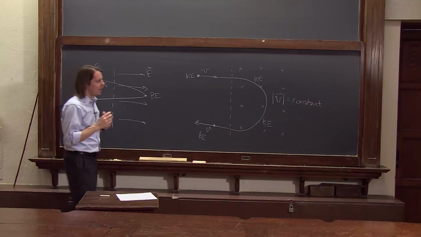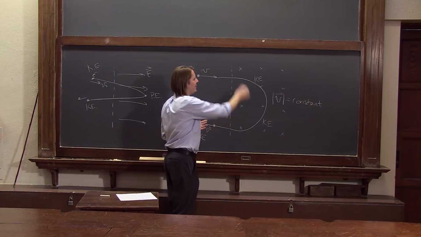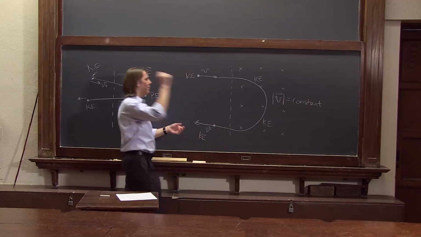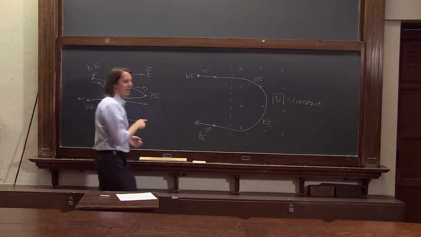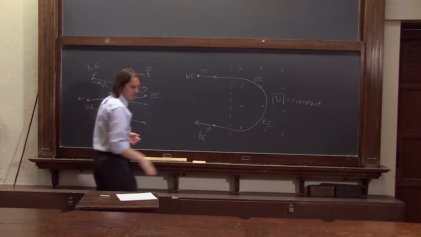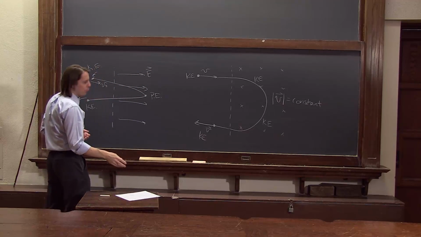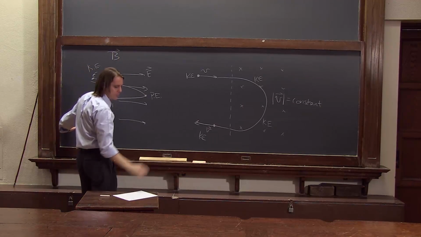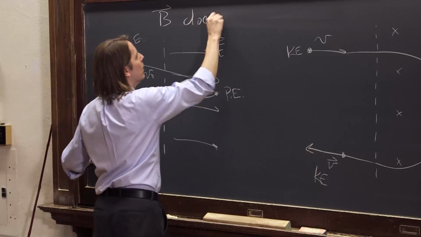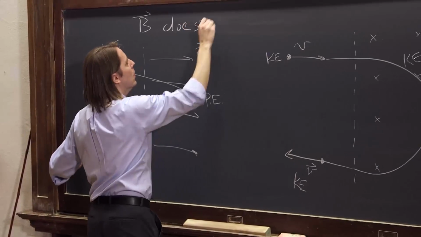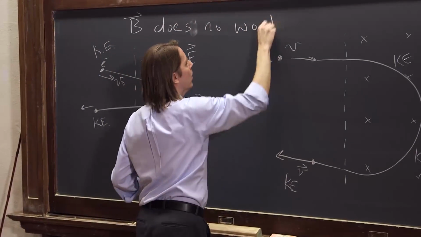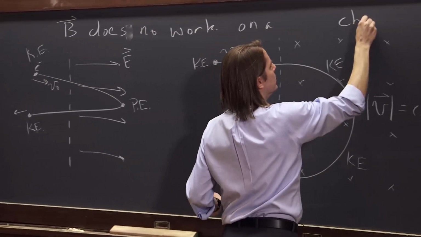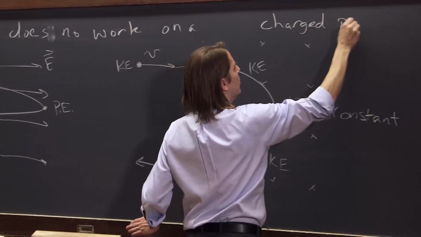So this magnetic field isn't actually doing anything to the energy of the particle. All it's doing is turning it and changing its trajectory. Even though we threw the particle in and it bounced out, it went through the whole process without changing its energy. So if we wanted to make a little rule, we could say that the B field does no work on a charged particle.